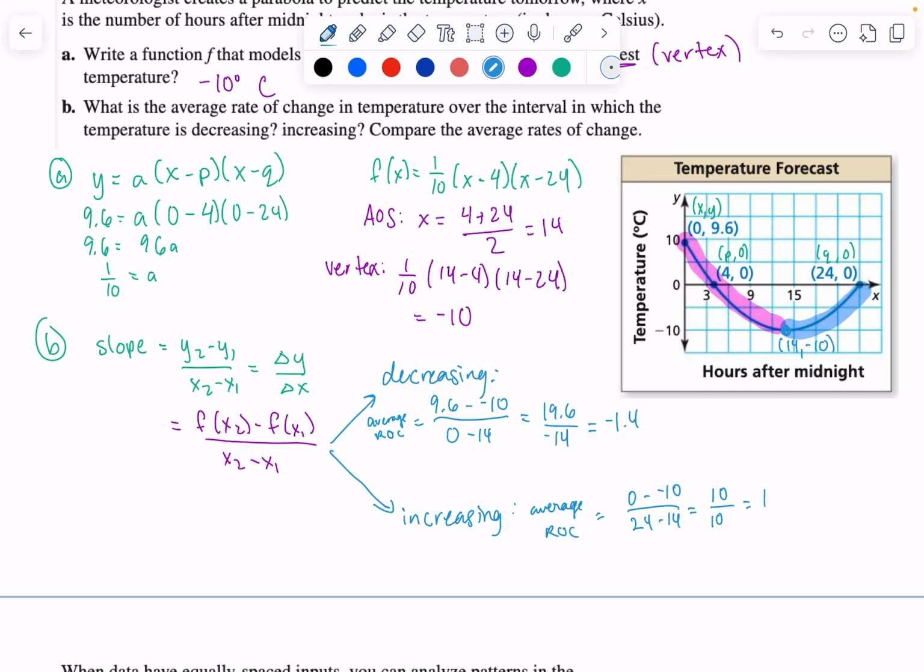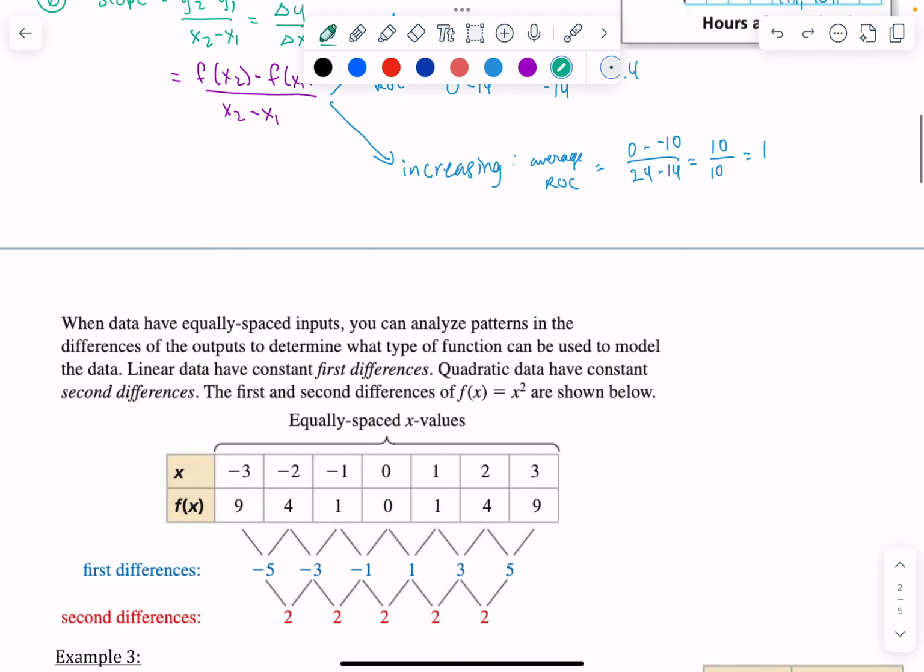Okay, so here we found the average rate of change for where the function is decreasing, where it's increasing, and we want to compare the average rates of change. So what we could say, based on what we're seeing, is that the temperature decreases at a faster rate in comparison to how quickly the temperature increases. That is what we would say for this question, or not this question, this directive. Okay.